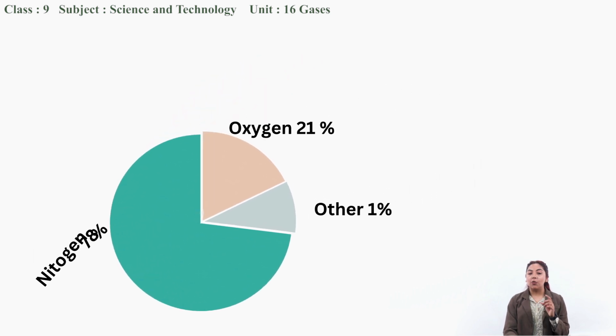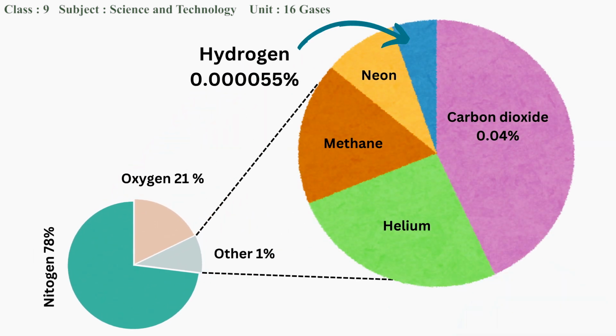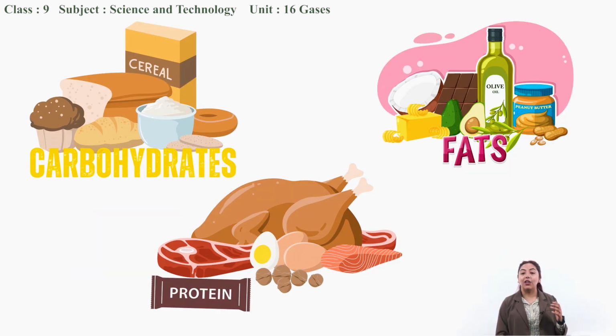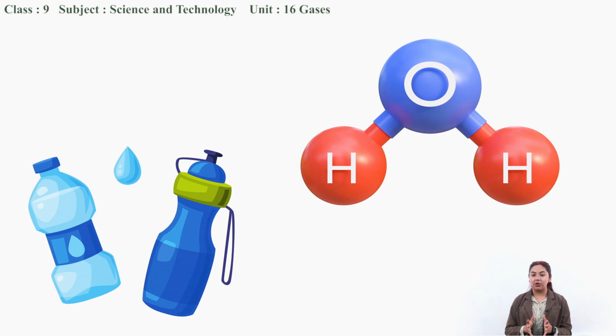And in the other remaining 1%, hydrogen, that we are going to study today in detail, is only found in 0.000055%. But you must be wondering, if it is found in such a little amount, why are we studying it in detail? It is because hydrogen is abundantly found in many organic and inorganic compounds around us. Organic compounds such as carbohydrates, fats, proteins, in which hydrogen is found in huge amounts. And in inorganic compounds such as water, which is very crucial for our survival, hydrogen is present.